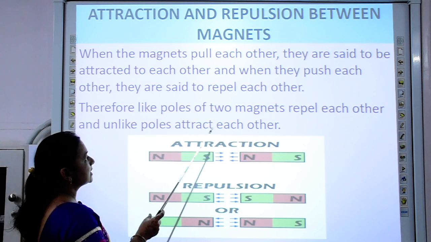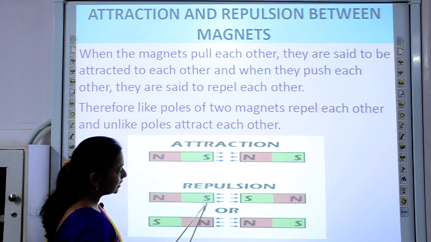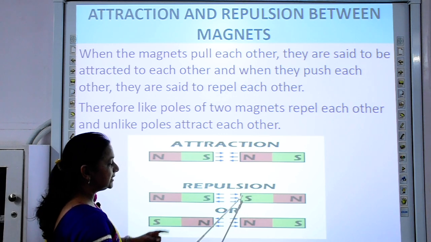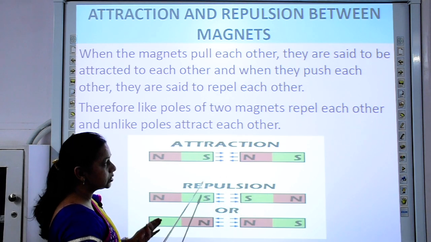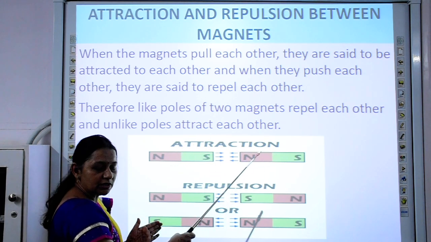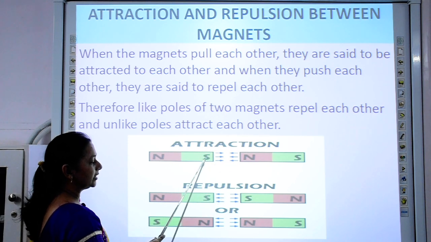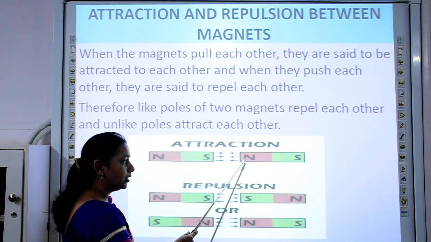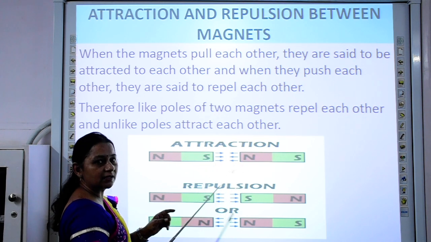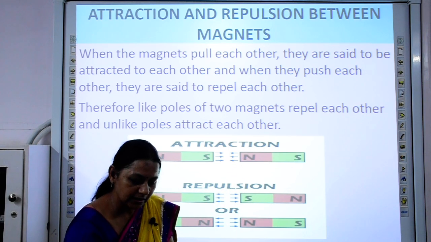Like we can say, when the like poles of two magnets, here I have two like poles, south and south, are brought closer, they repel each other, means they will push each other. Again, if I take two unlike poles, like one is south and the other one is north, and bring them close to each other, they will attract. I am going to show you this property using magnets here.